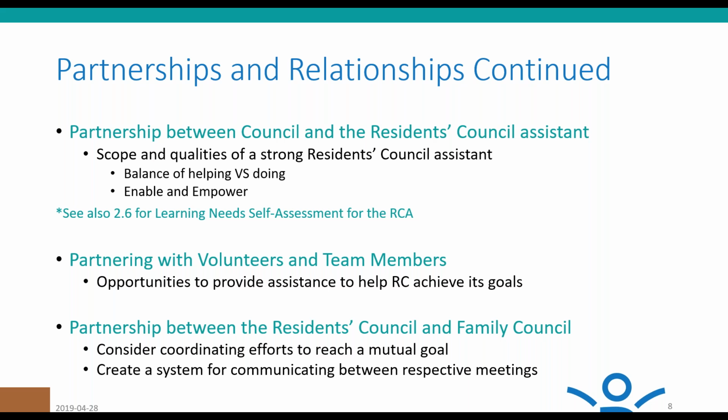What's important here is to find a communication system so that you can have ongoing updates and keep in touch with each other's councils between the respective meetings. So perhaps that means having a subcommittee with representation from both Residence Council and Family Council to come together on a regular basis and perhaps choose an area to focus on for quality improvement through collaboration.